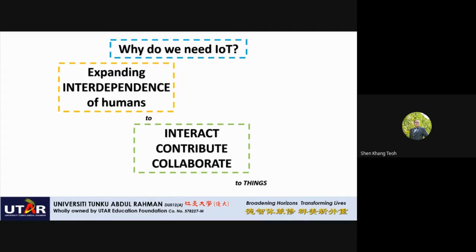Similarly, a room temperature sensor gathers the data and sends it across a network, and then this data can be used by multiple devices, for example, your refrigerator and aircon, to adjust their temperature. So this is how devices can interact, contribute, and collaborate. If we can expand this interdependence to interact, contribute, and collaborate with the things around us, then we will be building a proper Internet of Things environment which will be much safer, more secure, effortless, and time-saving. So I hope now you have an idea of what Internet of Things really is.